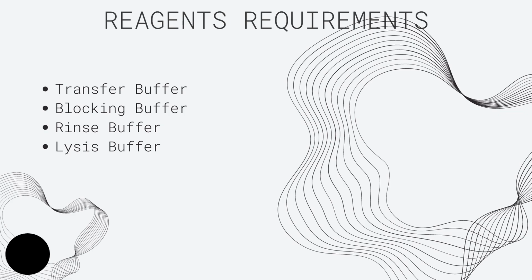Number two is blocking buffer. Blocking buffer consists of 2% bovine serum albumin in phosphate buffered saline. This blocks the open spaces on the membrane to which the proteins are not bound.